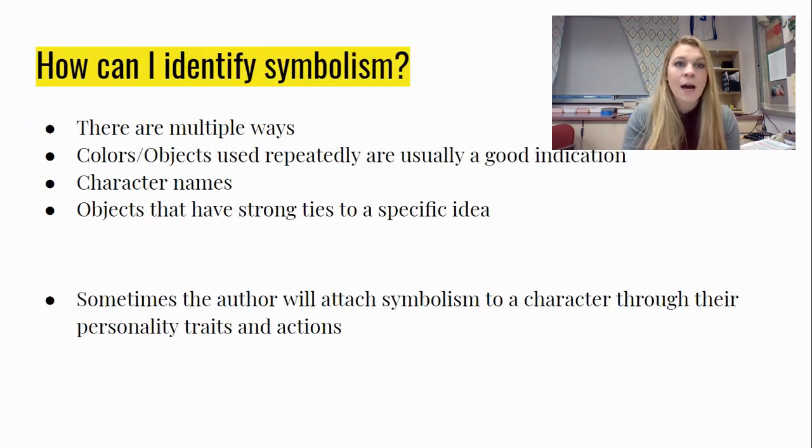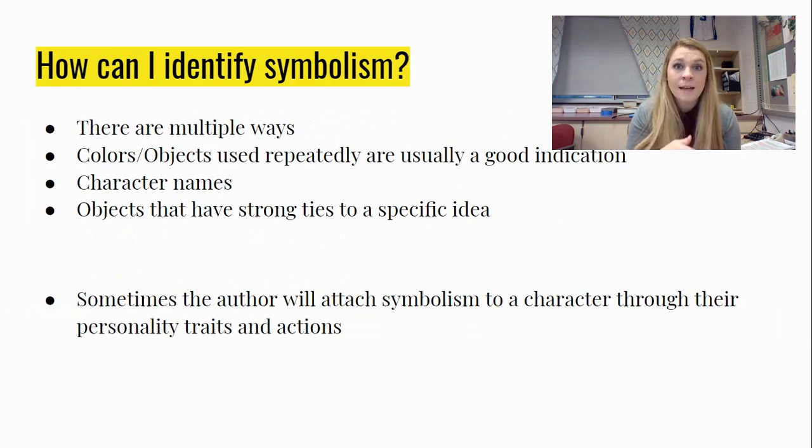So how can you identify symbolism? There are multiple ways, but here are just a few key tricks to look for whenever you're reading a text. So colors and objects that are used repeatedly are usually a good indication. Whenever you're annotating, I always tell you guys that something that's repeating is probably important. Well, this is why. It probably is some kind of symbol.